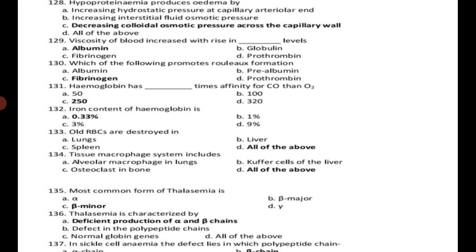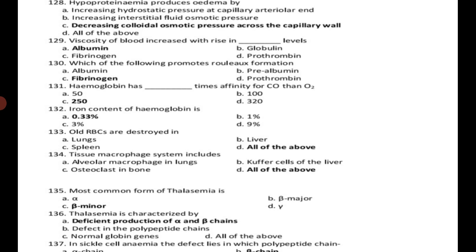CO2 changes the affinity of O2 to the hemoglobin. When CO2 is in the blood, it reacts with water to form bicarbonate and hydrogen ions. As the levels of CO2 in the blood increase, more H plus ions are produced and pH decreases. This increase in CO2 and subsequent decrease in pH reduce the affinity of hemoglobin for oxygen. So option C, that is 250, is the answer for question number 131.